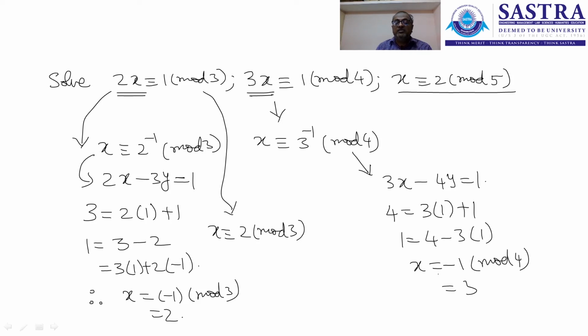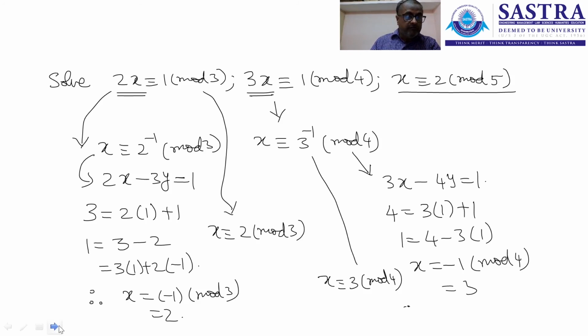So this equation becomes x congruent to 3 mod 4. Now, instead of 3x congruent to 1 mod 4, I will take x congruent to 3 mod 4, and instead of 2x congruent to 1 mod 3, I will take x congruent to 2 mod 3, which I have simplified here.